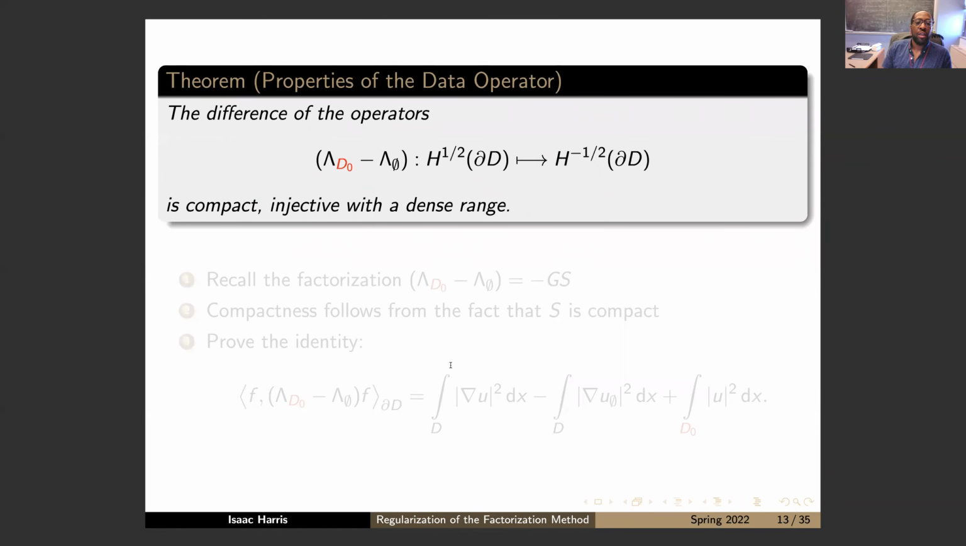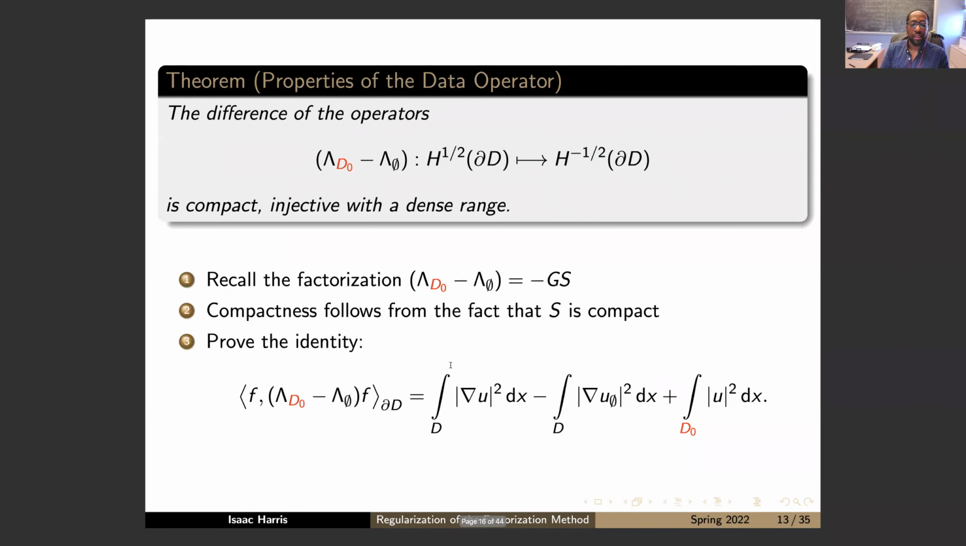Okay. And so here now, because of our factorization, we know that our data operator here is compact, injective, and we can show it has a dense range. So the compactness just comes from our factorization and the fact that S is compact. Quite simple there. What about the injectivity and the denseness of range? So let's look at this here.